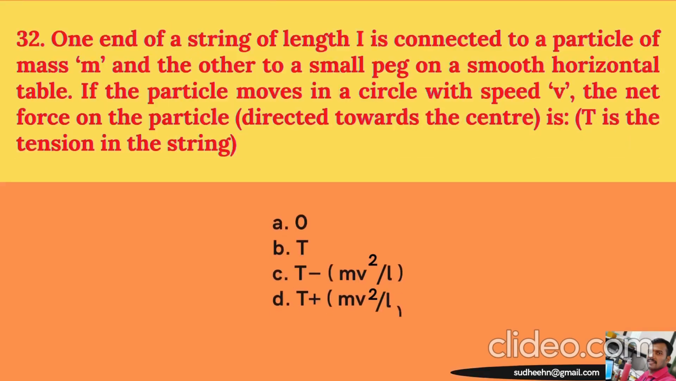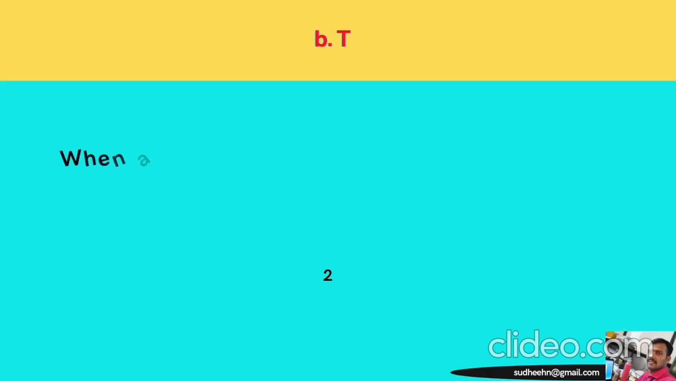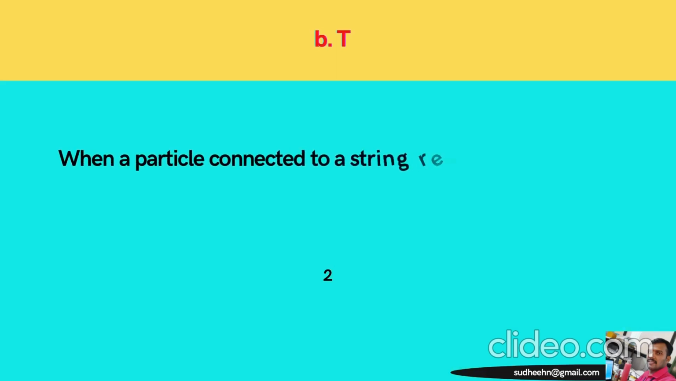Question number 32. One end of a string of length L is connected to a particle of mass m and the other to a small peg on a smooth horizontal table. If the particle moves in a circle with speed v, the net force on the particle is option A 0, option B T, option C T minus mv square divided by L, and option D T plus mv square divided by L. And the right answer is option B, that is T.